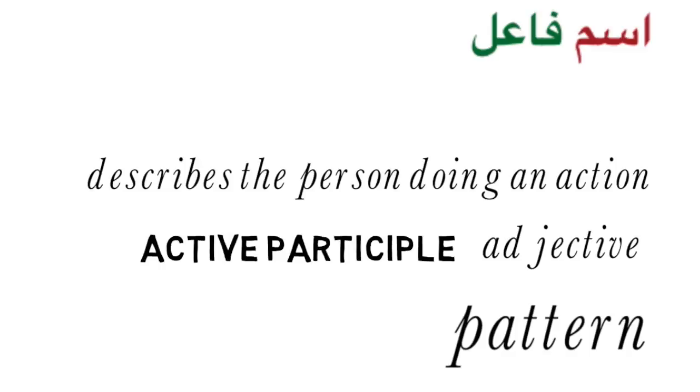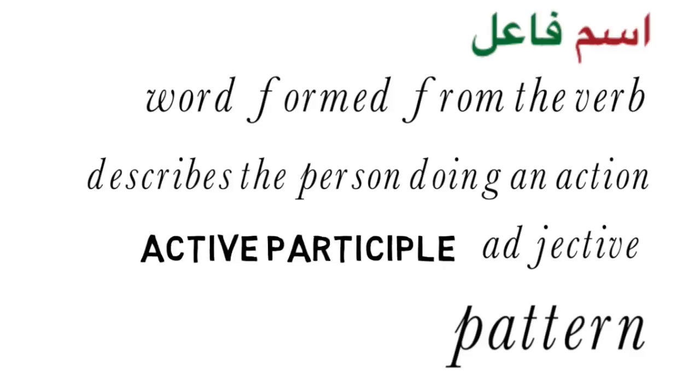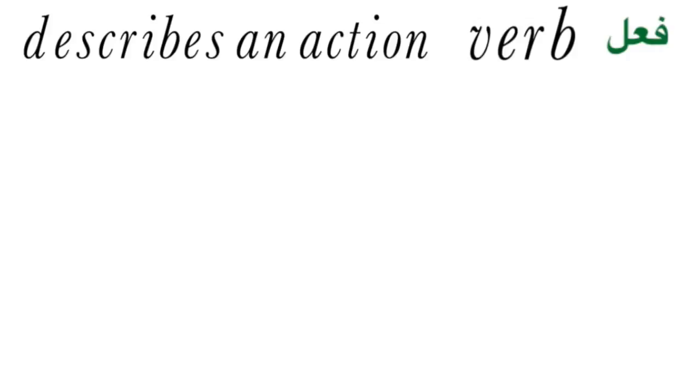Ism fa'il is a word formed from the verb which is used. It is a noun which is formed from the fa'al which is used. Let's bring some examples and I'll explain. We know fa'al is doing an action. It's a verb and it describes an action. For example, kataba, he wrote; daraba, he hit; and jalasa, he sat. This is the fa'al which describes an action.